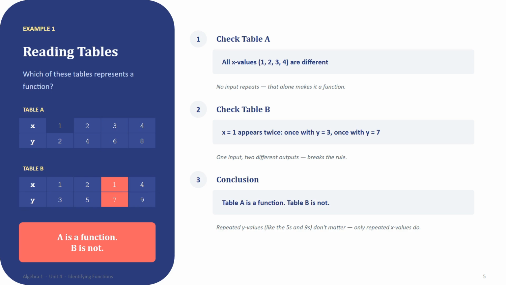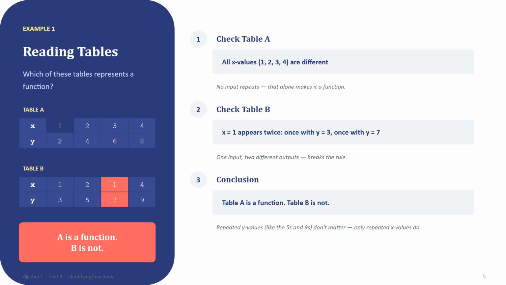The first step is to check table A. All x values, 1, 2, 3, 4, are different. The second step is to check table B. x equals 1 appears twice, once with y equals 3 and once with y equals 7. One input with two different outputs breaks the rule.